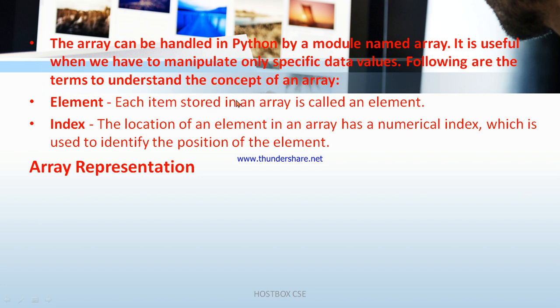Some of the terms helpful for understanding the concept of an array are element and index. What is an element? Each item stored in an array is called an element. For example, a[0], a[1], a[2] are elements. And the index: the location of an element in the array has a numeric index which is used to identify the position of the element. For example, if we have A, B, C, the A is a[0], B is a[1], and C is a[2], and so on.